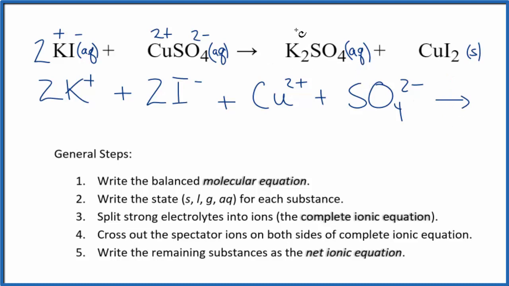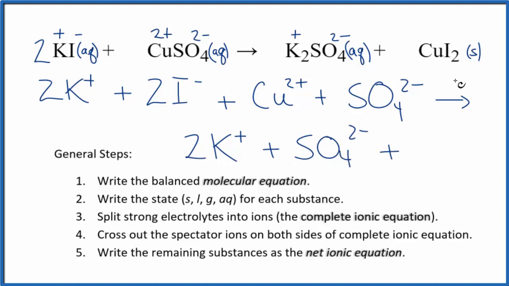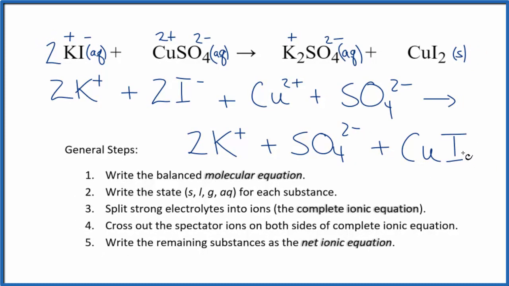For the products, we said we had a positive and a 2 minus here. So 2K+, just like in the reactants, plus the sulfate ion, SO4 2-. And then for solids in ionic equations, we don't split them apart. So it's just going to be CuI2. So this is the complete ionic equation.